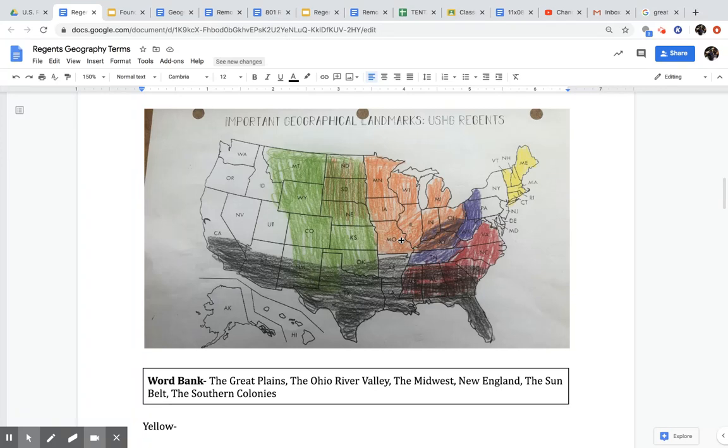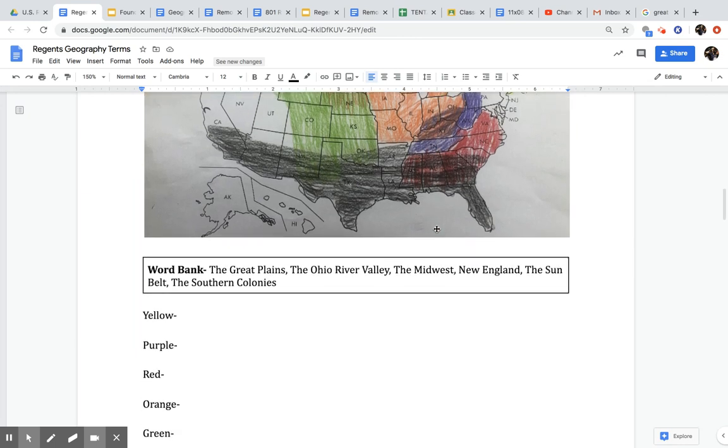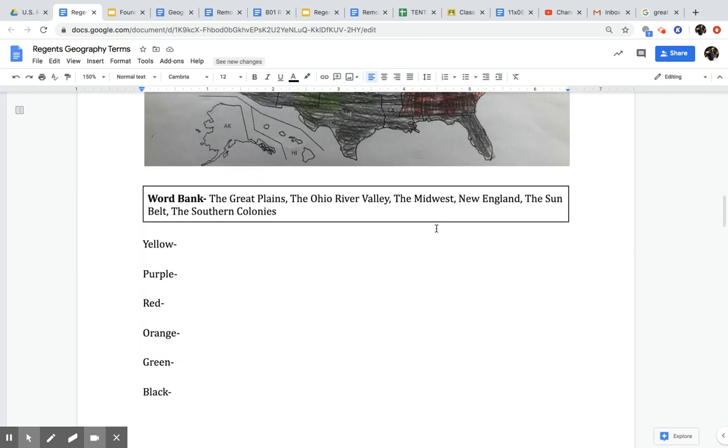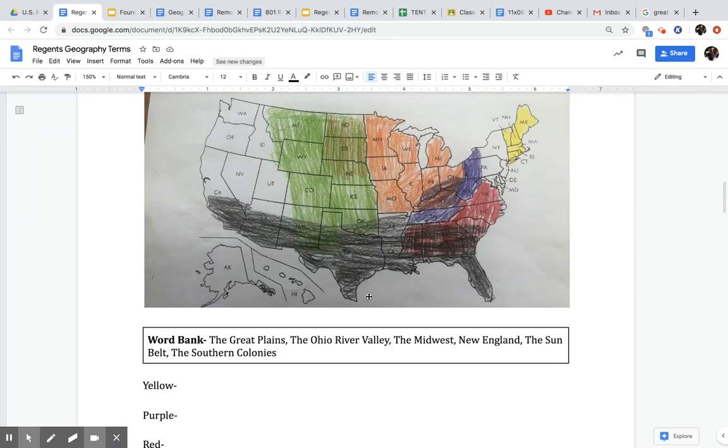And you'll notice that there is some overlap. Specifically, let's look at the purple and orange. Some regions can overlap. Some places where people live can overlap. So people living in Kentucky, this state right here, are actually a part of 2 regions. All right, so once you figure out which color is which, you're going to type in the word bank so you have a better sense of where that is.